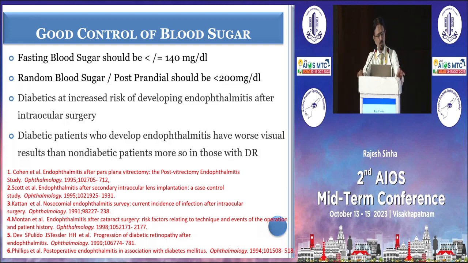One is a good control of blood sugar, because a diabetic individual is more prone to develop endophthalmitis. Somebody who has uncontrolled diabetes has a higher risk of developing endophthalmitis, because the patient is bound to develop some reaction, and that can subsequently get infected. If the blood sugar level is uncontrolled, then if there is an endophthalmitis, the severity will be much higher.